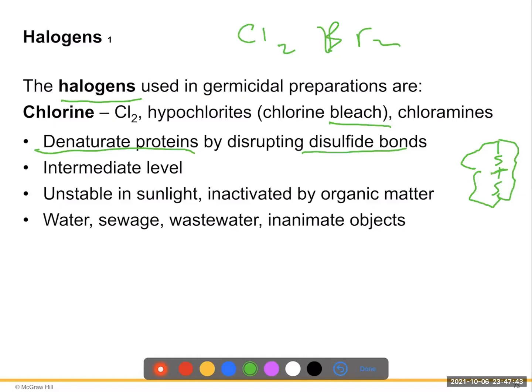Okay, so chlorine is an intermediate level. It's unstable in sunlight, and it's inactivated by organic matter. We use it for water and sewage, wastewater treatment plants. So chlorine is what we use in swimming pools. That's why in the heat of the summer, chlorine doesn't last as long. We put it in the pool and have to do it over because the sunlight breaks it down. You ever been to a swimming pool where they tell you to take a shower before you enter the water? Because the organic material from your skin, the sweat and everything else, deactivates the chlorine in the pool. That's why they have you rinse off before entering. So chlorine is unstable in sunlight and also inactivated by organic matter.